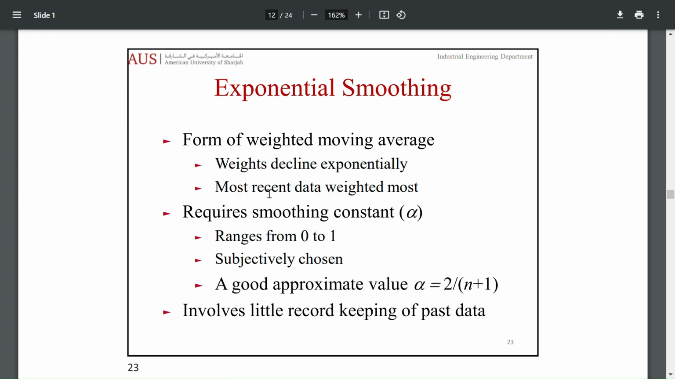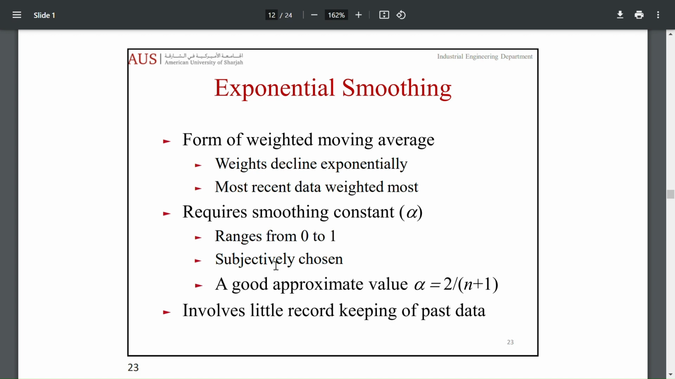It depends on the most recent data, and it requires a smoothing constant, and this constant ranges from 0 to 1. It can be 0.2, 0.5, 0.7, can be even 1, or 0. So it ranges from 0 to 1, and it's most of the time subjectively chosen, or it can also be predicted or calculated based on the best outcome and the best result it yields based on historical data.